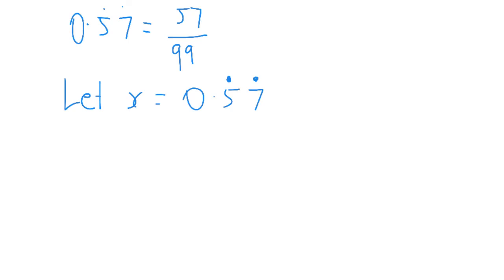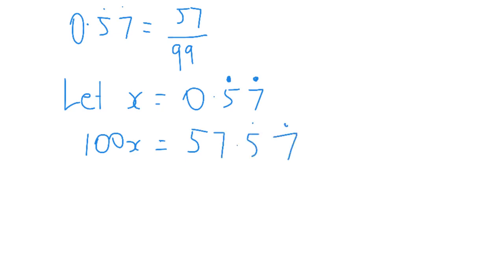Now what I'm going to do is multiply x by whatever power of 10 is the number of my recurring digits. So here I've got two digits that are recurring. I'm going to multiply by 10 to the power of 2. I'm going to multiply by 100. I'm going to say 100x is now 57.575757.